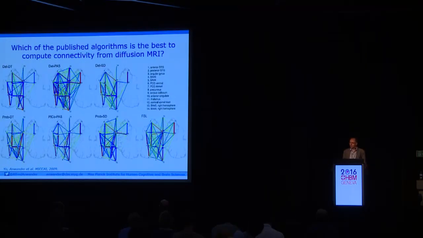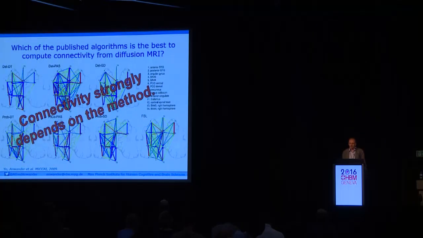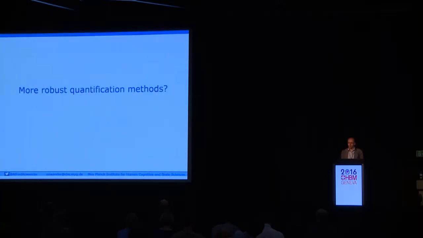So this comes back to the points Maxime Descoteaux pointed out earlier, that there are a lot of false positive connections and false negative connections. Depending on the method, and this also applies to the connectome analysis, it strongly depends on the method you use. And can we do different quantifications?